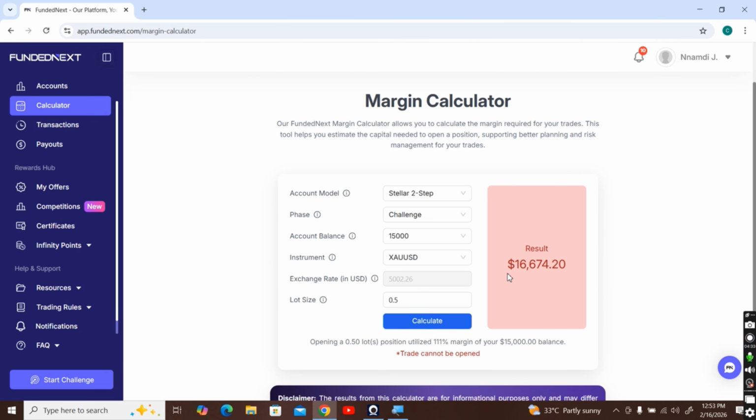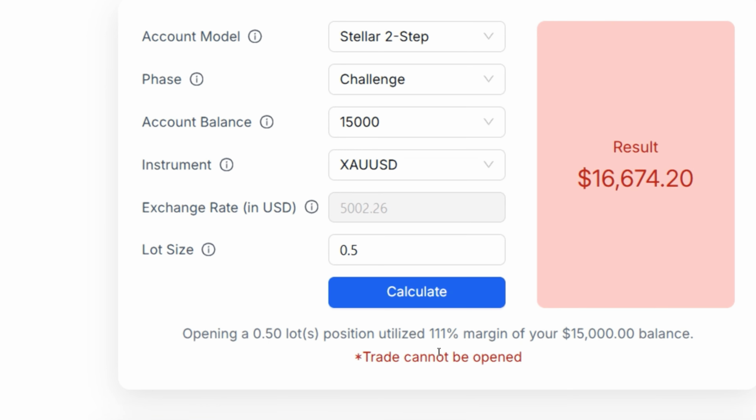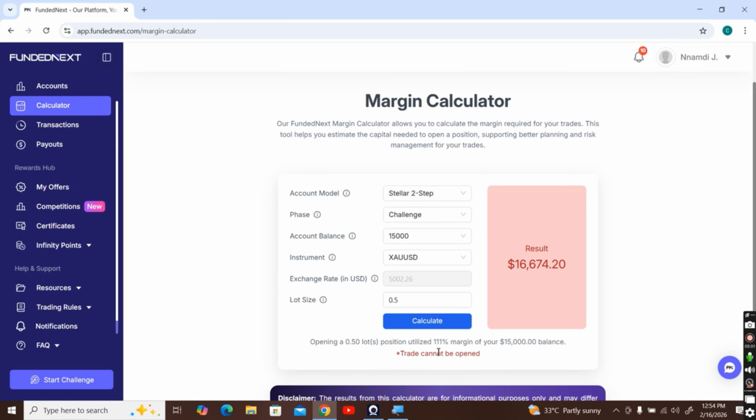Now you see that the margin is higher. The margin is even bigger than the capital. This is 16k, but the capital is 15k. So if you use this type of lot size on a 15k account, FundedNext will definitely flag you for aggressive trading or excessive risking. That's risking above the margin level. I can see the margin level here is 111. I know that FundedNext says you should be using below the 70% margin rule.